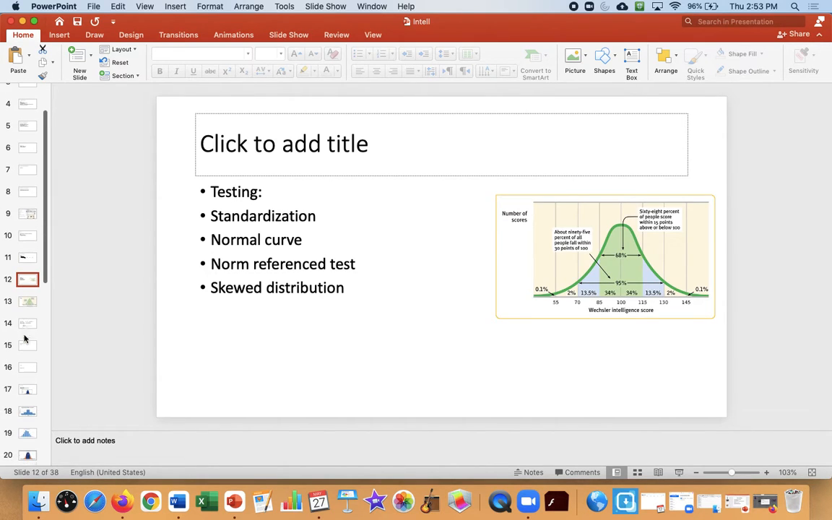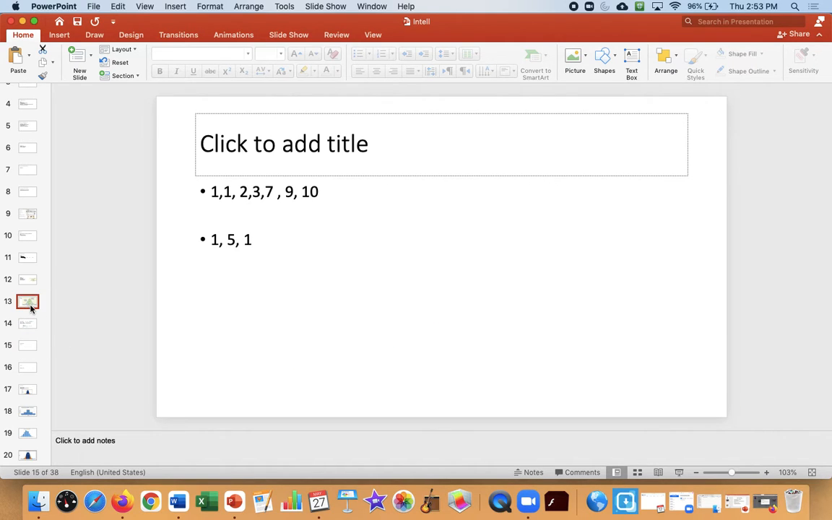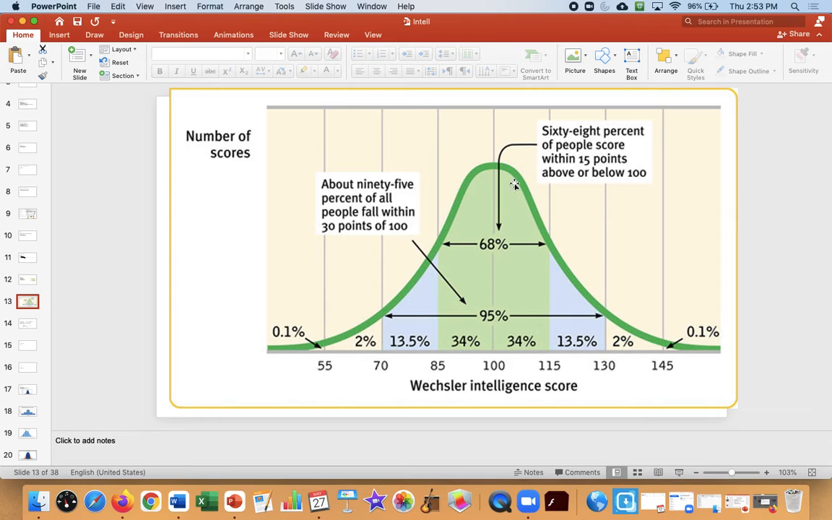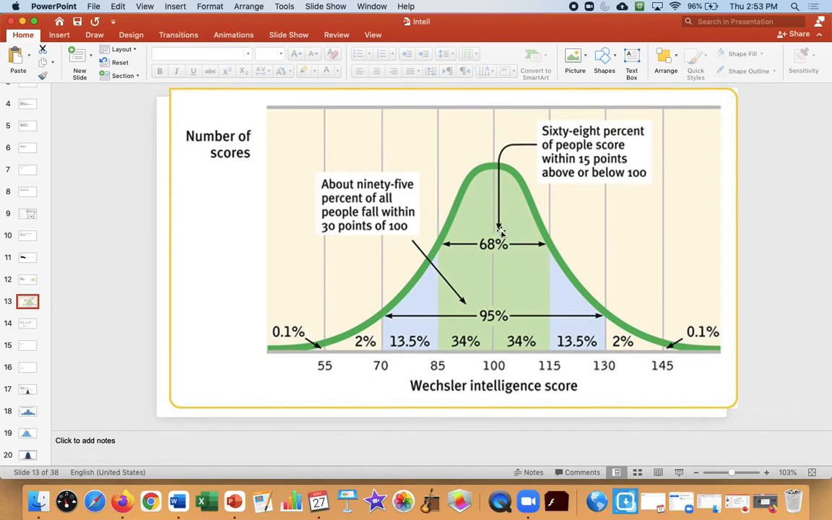All right, and then for testing, some things to be aware of on curves. Well, first couple things. Mean is the average score, median is the middle score, and mode is the most frequent score. And on a normal curve, the mean, median, and mode should be in the middle, and it should be symmetrical. And those are measures of central tendency. The mean, median, and mode are all in the middle.